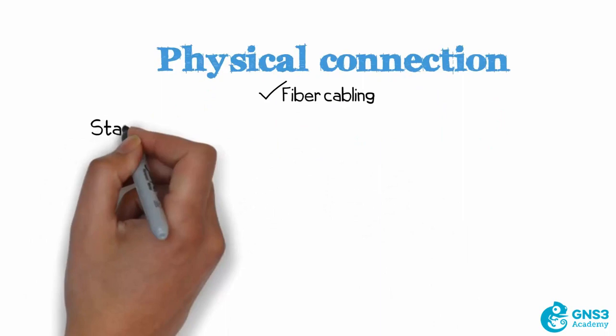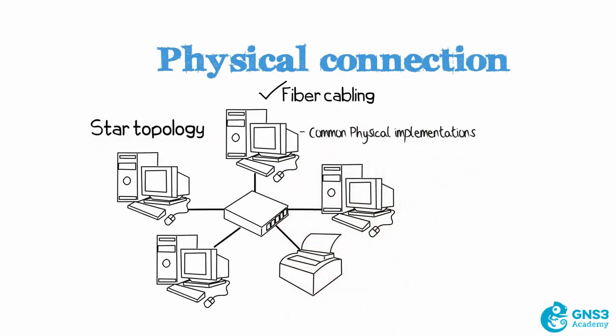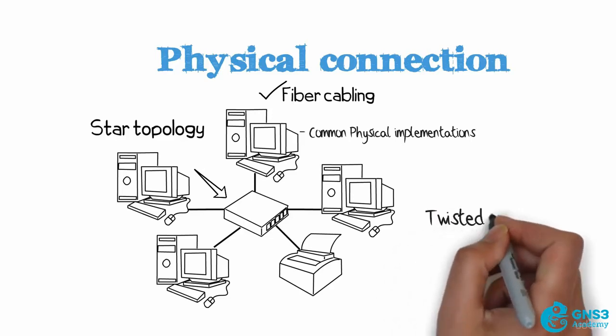In a star topology, which is one of the most common physical implementations, a central device has other devices connected to it. So a switch would have PCs connected to it in a star topology. Physical cabling these days is typically done using twisted pair wiring.